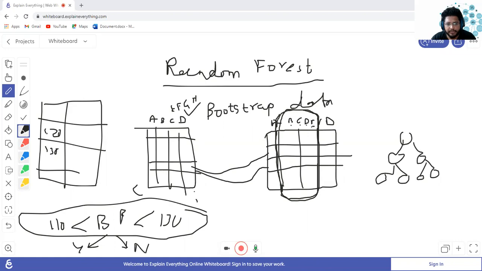Okay, so what we do is just a little bit of rectification here. I take a bootstrap data, and from this bootstrap data, I have to create a decision tree. Now to make a decision tree, if I consider all the columns, then I will always get the same decision tree.